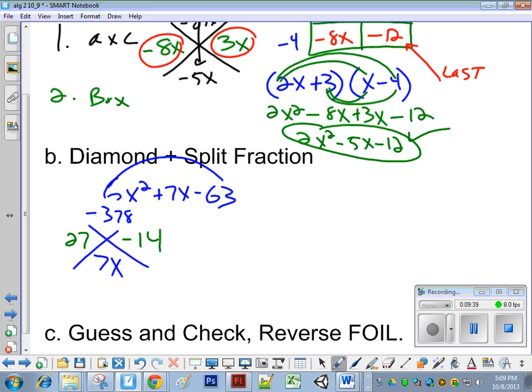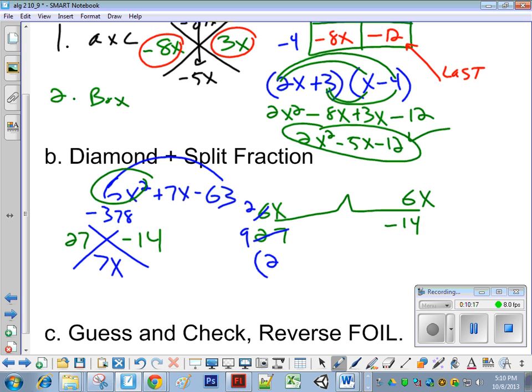Okay? Now this one's rather messy. So for the split fraction, what you do is you make a little incision here and put a 6x here, which comes from the first term. Do the same thing on the opposite side, 6x. Then you replace the lower part with each of our two terms, 27 on one of them and negative 14 on the other. Now what we need to do is reduce the fraction. I know I can divide by 3 to get 2 here, divide 27 by 3 to get 9. So this gives me the factor 2x plus 9.